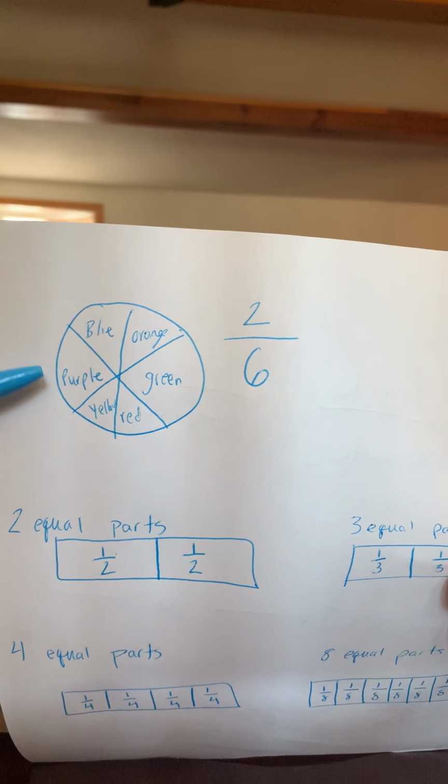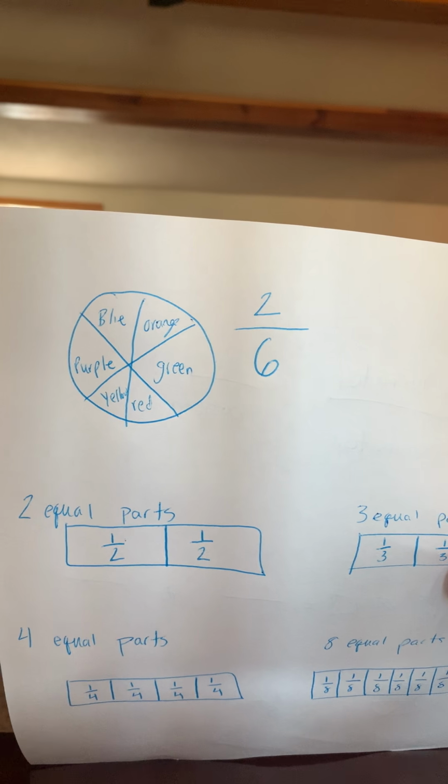Now I want you to try to figure that out. What part of the circle is purple, yellow, and red? So look at that. We have purple, yellow, and red. What would be our denominator, class? We know that there are 6 equal parts, so that would be on the bottom. And how many little sections of the circle are we looking at? Purple, yellow, and red? 3? Yep, so that would be your numerator. Okay? Just like that.